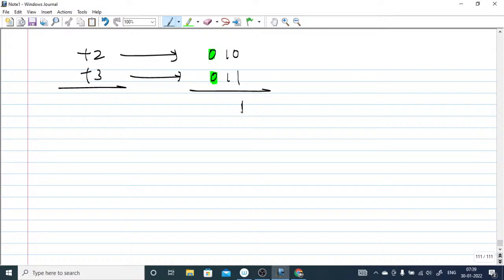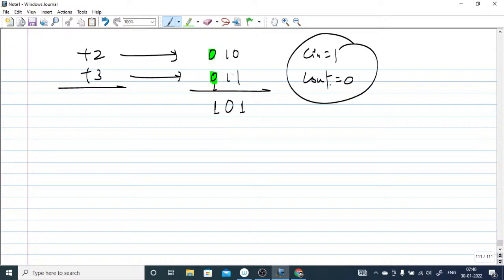This will give you 1, this will give you 0, and here again you have got 1. C in is 1 here, so it will give you 1. So what you have got here is that C in is 1 and C out is 0. There is no output carry. So C out is 0 and they are not equal. If they are not equal, 0 and 1 means there will be overflow.